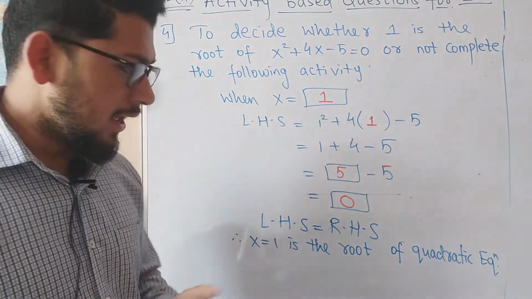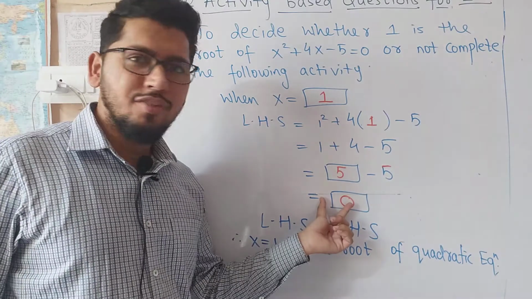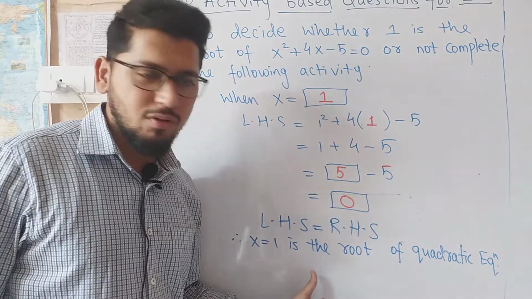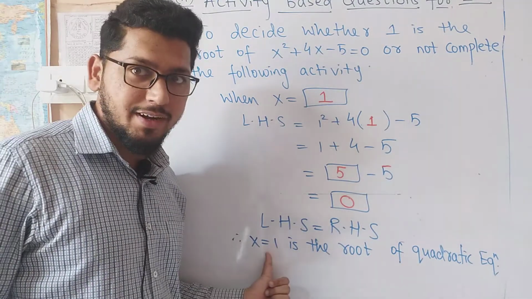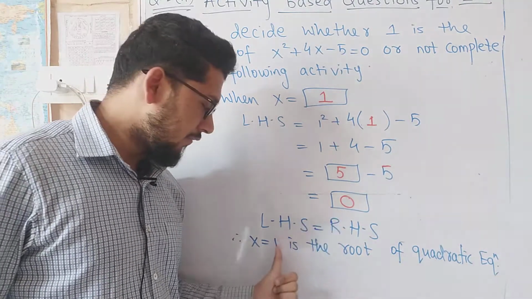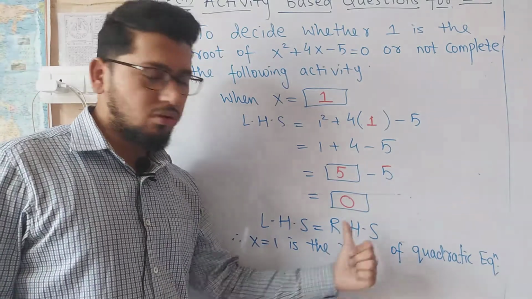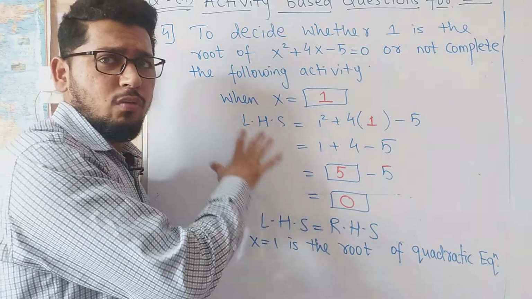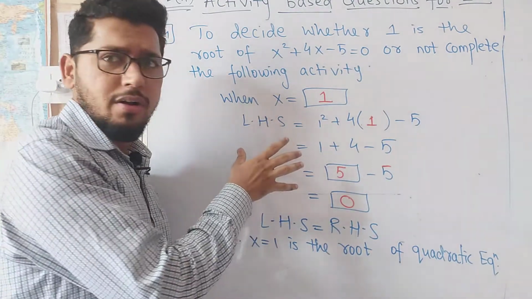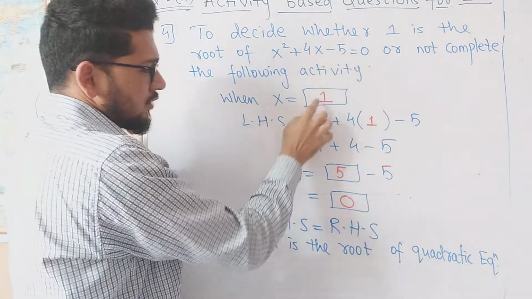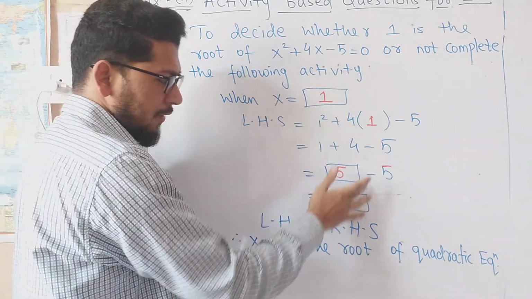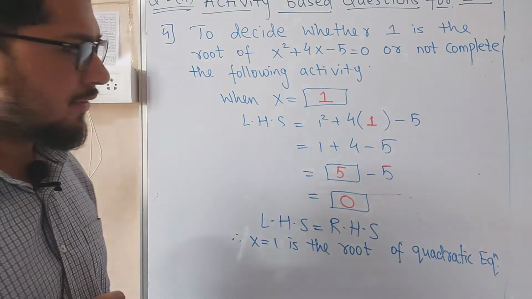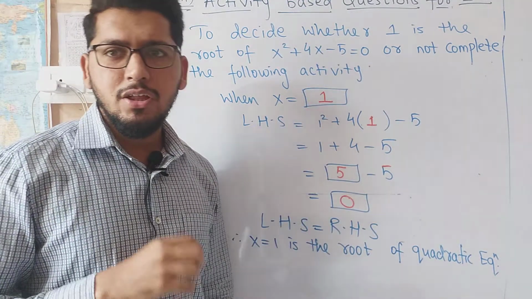Okay, if I am not getting the value of 0 here, then we have to write LHS is not equal to RHS, we have to cross this equal sign, and finally we have to write x equal to 1 is not the root of the quadratic equation. So it's a very simple example. I hope you understood what I should do here. Okay, so you have to substitute the value of 1 instead of x, simplify this. If LHS is equal to RHS, then we can say that the given solution is the root of the quadratic equation.